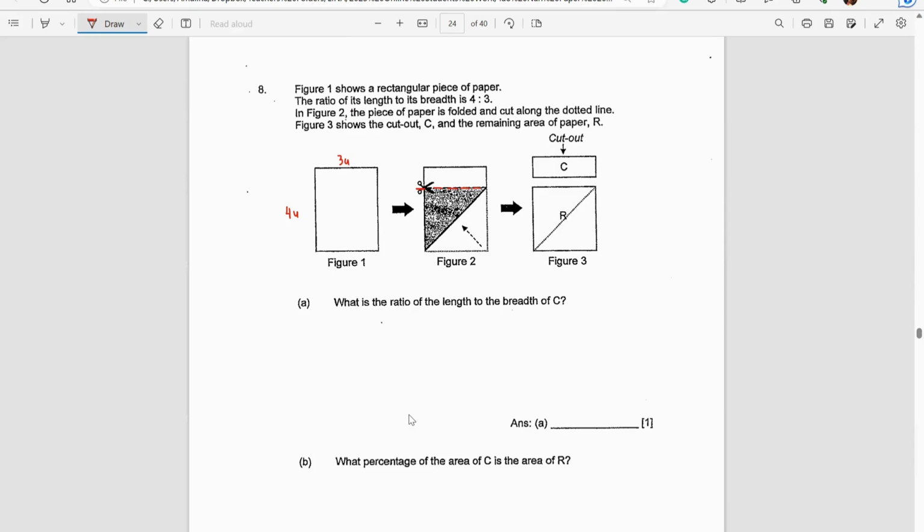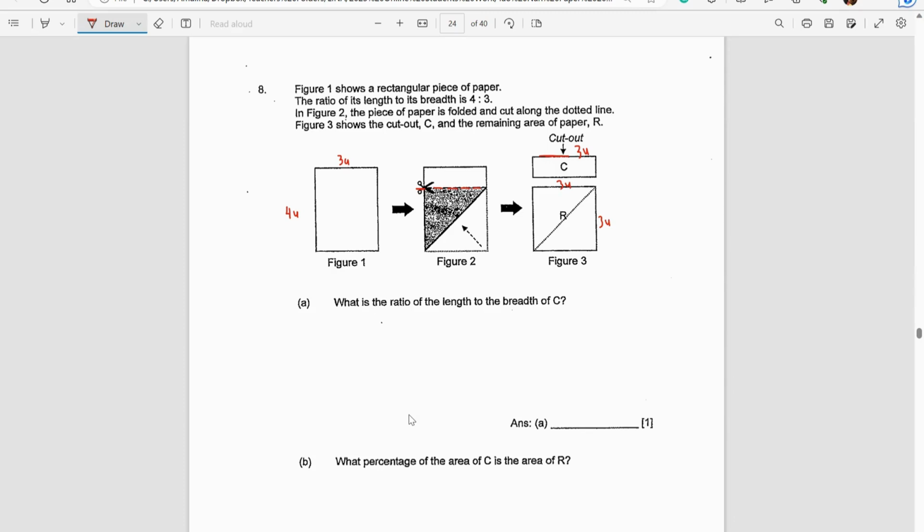Okay, so what is the ratio of the length to the breadth of C? Now remember, this side of your rectangle remains as 3 units. There's no change. How do you find out the breadth of your C? So if I look at this, it is a square, which means my side will be 3 units by 3 units.